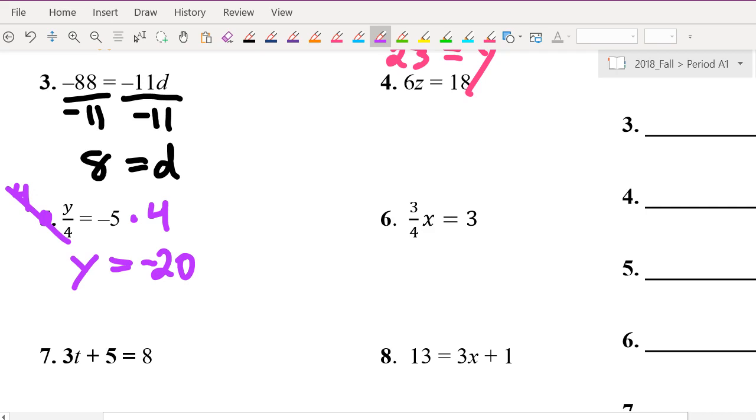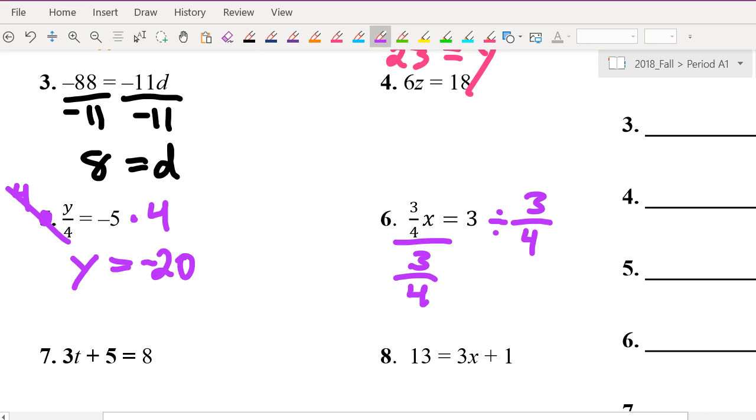All right, now this one we haven't really practiced. 3/4 times x, but we know how to divide fractions. The opposite of multiplication is division, so we divide by 3/4. You guys could divide by 3/4. So watch. We divide both sides by 3/4. And what's 3 divided by 3/4? Do you remember how to do this? How do you divide by a 3/4?